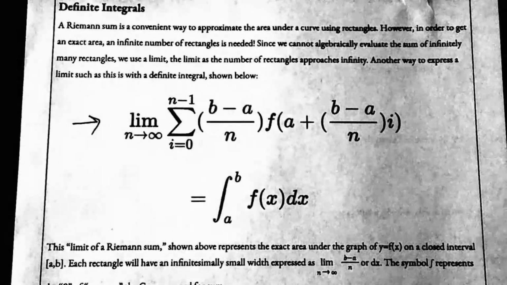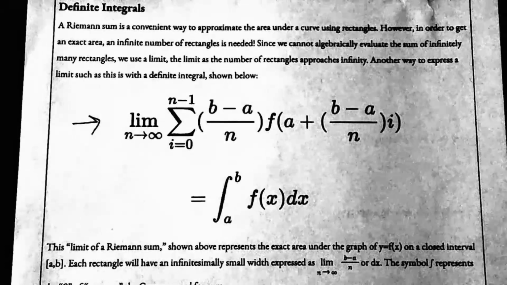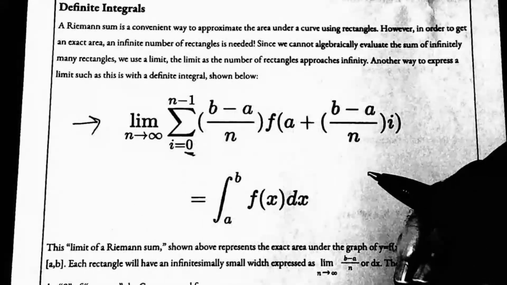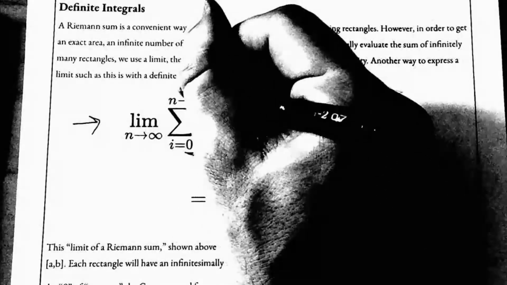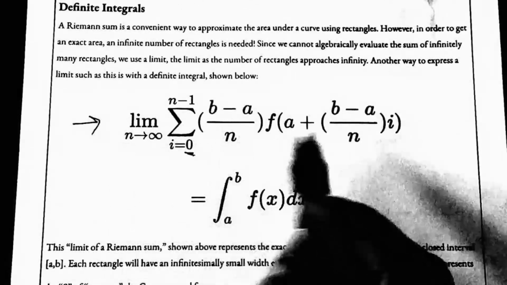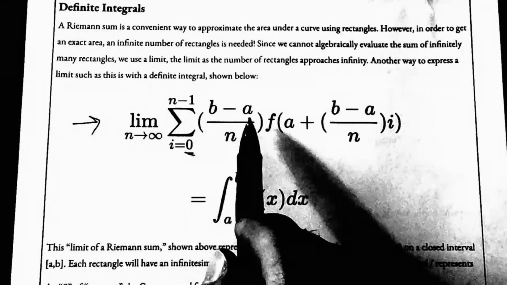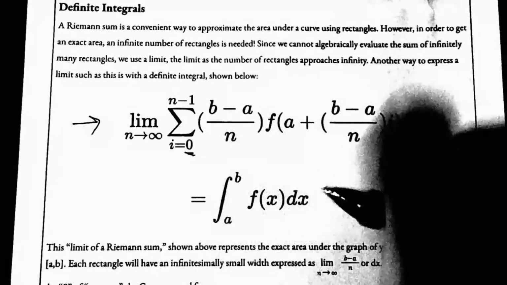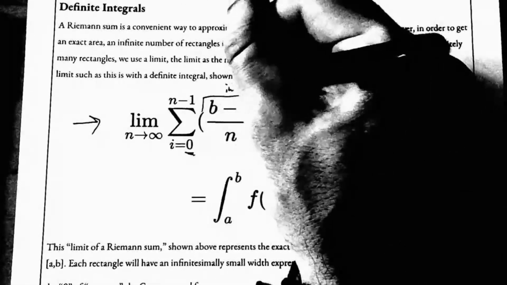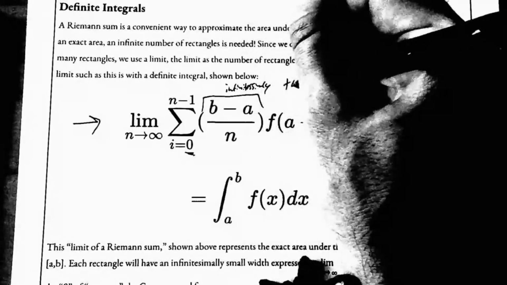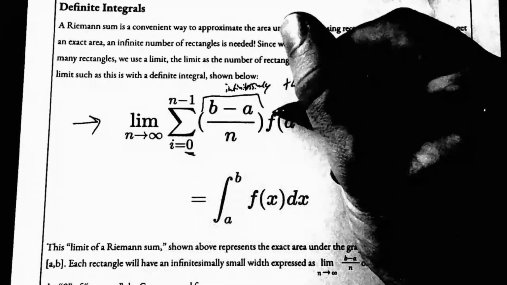This right here, you can think of as the formal definition of an integral, where it's written out in summation notation. What this is saying is, think of this as the beginning at 0, and we're going to infinity. So we have infinitely many rectangles between a and b. This is their width, which is infinitesimally thin. And these are the heights.